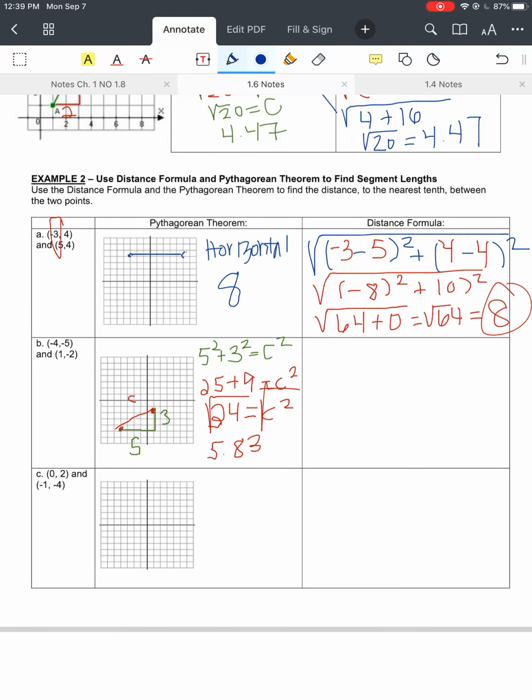So we can do the exact same thing with the distance formula. Again, set it up. Put your parentheses, your minus, and your squares. And then throw in your numbers. First, you're going to put in your x's and then your y's. So I have -4 and 1 for my x's. And for my y's, I have -5 and -2.